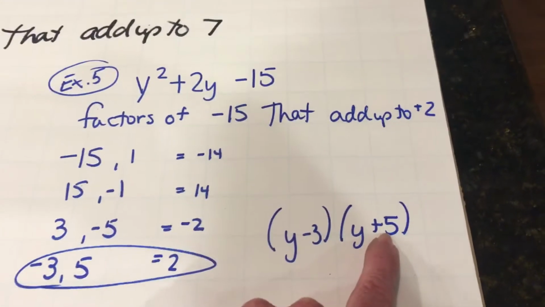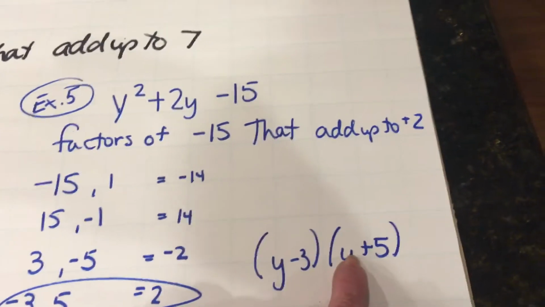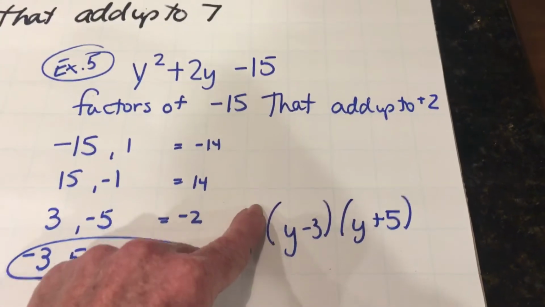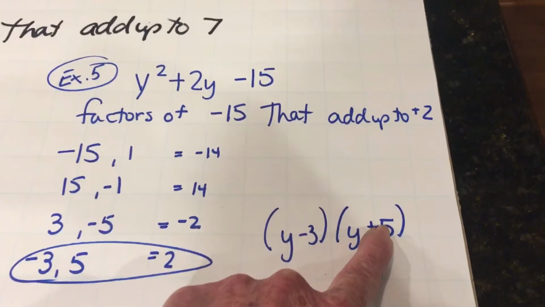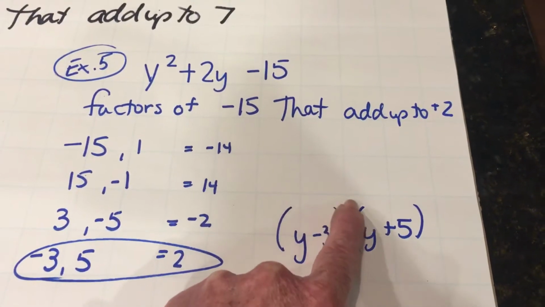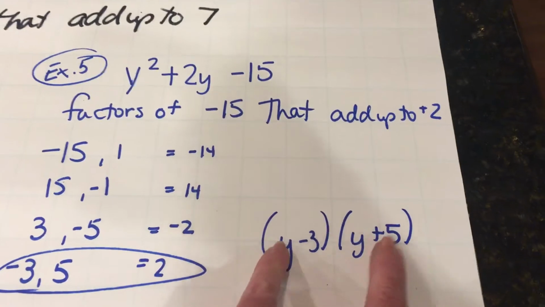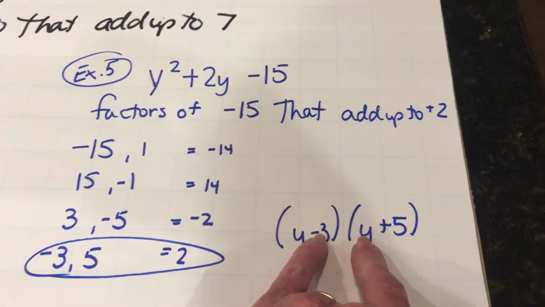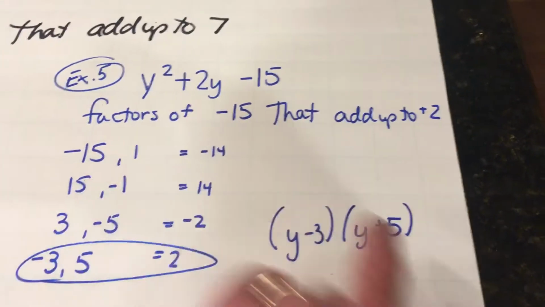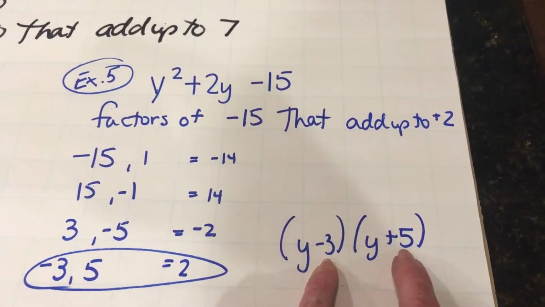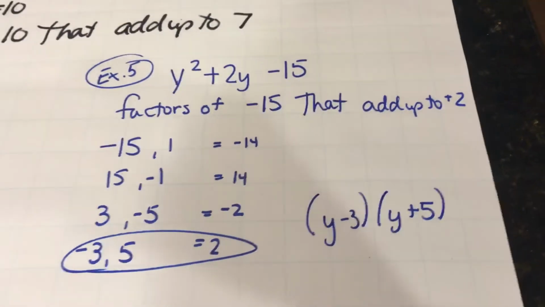We're going to check to make sure we're right. Y times y is y squared. Y times 5 is 5y. Negative 3 times y is negative 3y. So we have 5y and a negative 3y. That gets me my 2y. Last term, negative 3 times 5 gives me my negative 15.